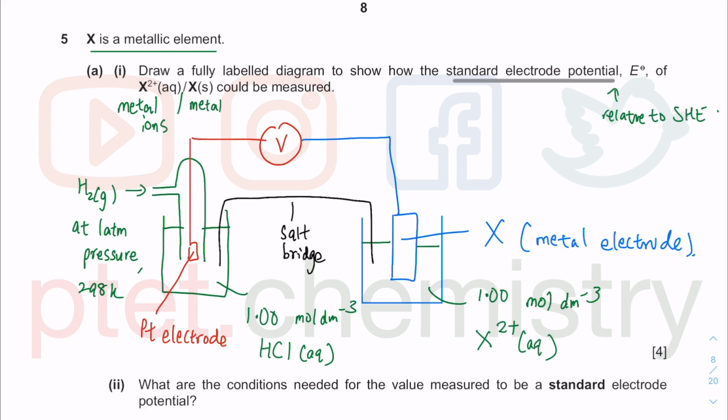So this metal ion in solution and the hydrogen ion in solution have to be of standard concentration under standard conditions, so 1.00 mole per dm cube. Specify the temperature, specify the pressure, as these are gases coming in. A voltmeter to measure the potential difference, which in this case is relative to the standard hydrogen electrode. That's why it's called the standard electrode potential for this metal and the metal ion system, for that 4 marks there.